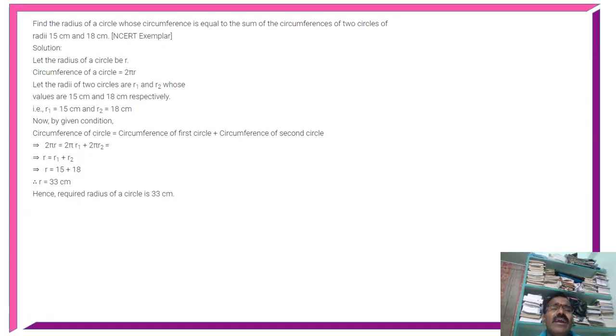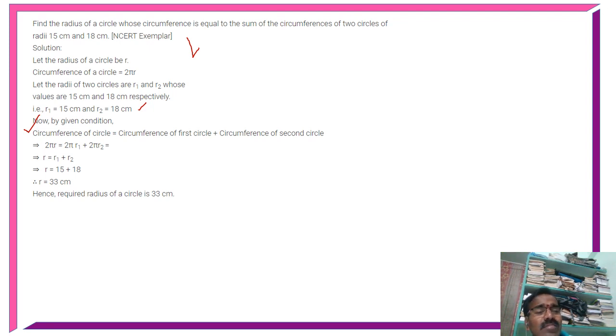Here it is given, find the radius of the circle whose circumference equals the sum of the circumferences of two circles with radii 15 centimeters and 18 centimeters. Very simple, students. Let us take the circumference of the required circle as 2 pi r. Let us take the radii of the two circles as r1 and r2, that is 15 and 18. According to the problem, the circumference of the required circle equals the sum of the circumferences of the first and second circles. 2 pi r equals 2 pi r1 plus 2 pi r2.